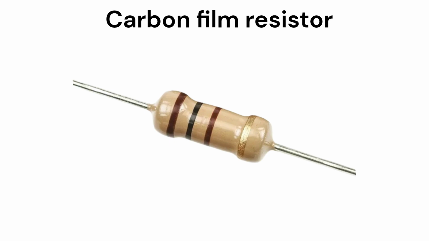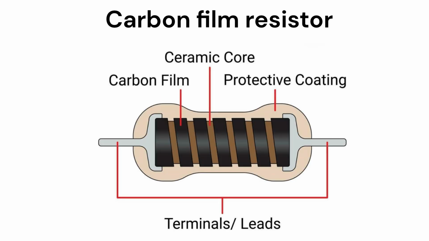Now, carbon film resistor. A carbon film resistor is made similarly to the metal film resistor, but carbon film is coated on ceramic instead of metal film and cut into a helical shape of the desired amount.